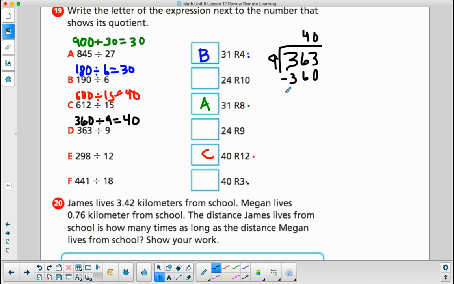So I'm going to get a remainder of 3. So that is D. And if you feel more comfortable working this one all the way out, go ahead and do it. There's definitely nothing wrong with being sure, especially when it matters.